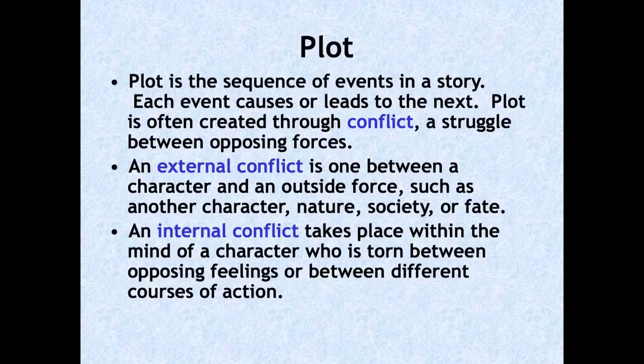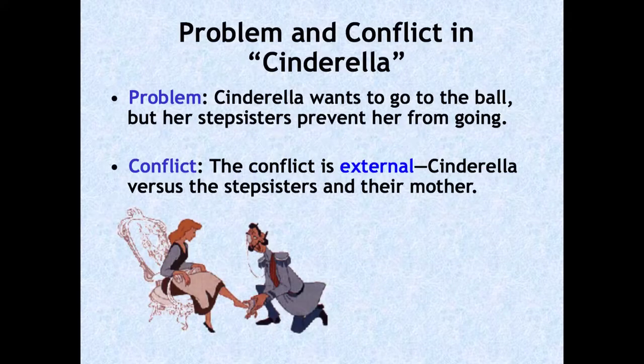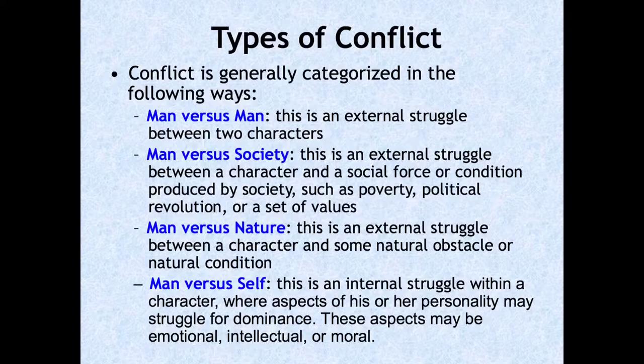The second type is an internal conflict, which is a journey that a character goes through where they're torn between their feelings or what they should do. Maybe they don't know whether they should tell on their best friend, and it's about their process of dealing with this. That would be an internal conflict because it's happening inside their own head. So the problem in Cinderella is that Cinderella wants to go to the ball, but her stepsisters prevent her from going. The conflict is external because Cinderella is in conflict with somebody, her stepsisters and her mother.